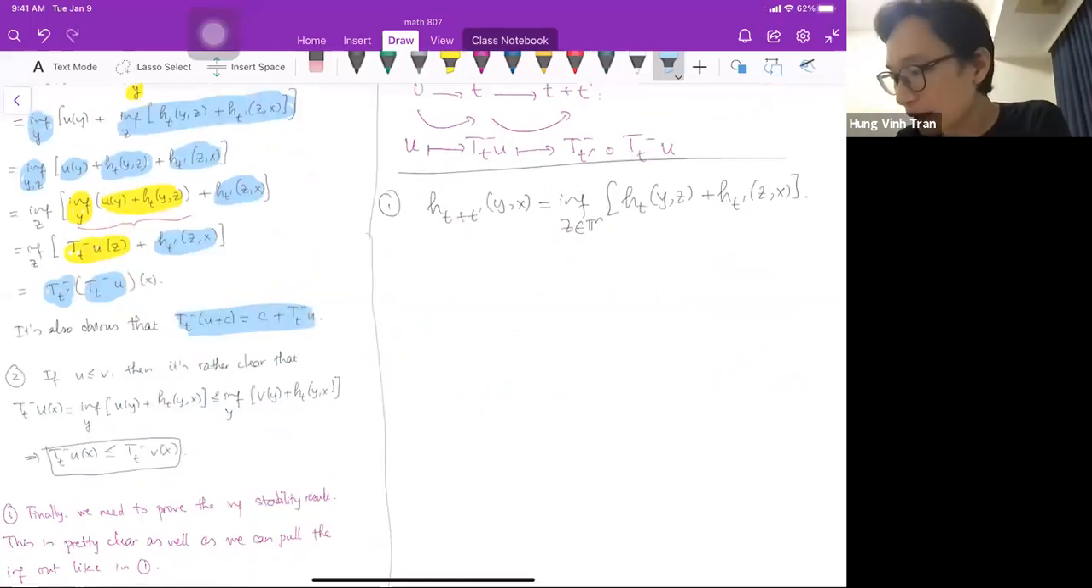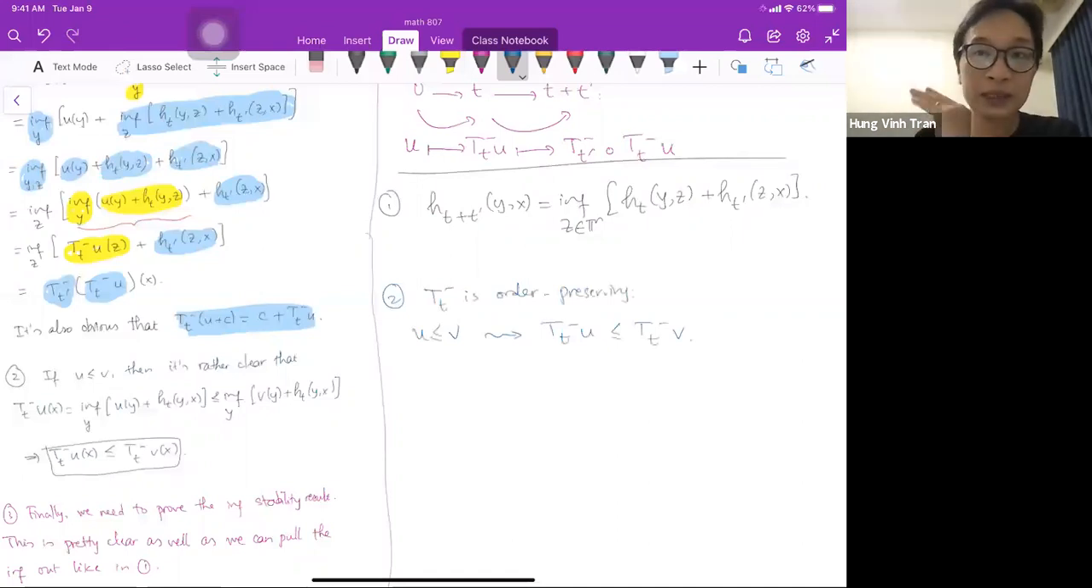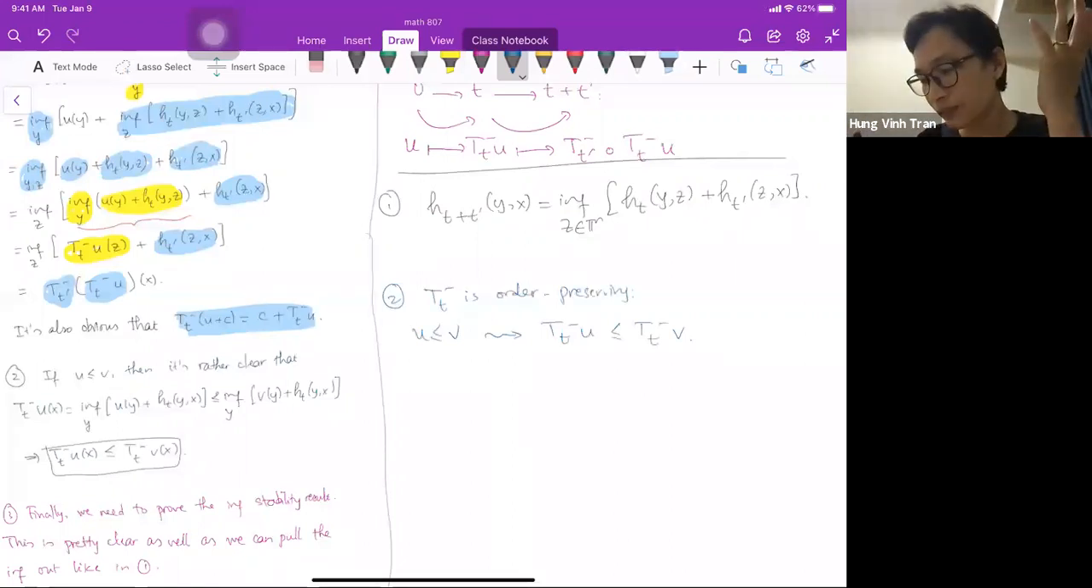The second property looks obvious, but it is actually an important property: T_t^- is order preserving. What I mean is that if u is less than or equal to v, then T_t^- of u is less than or equal to T_t^- of v. Again, this is a very important property of semi-group theory, or of certain PDEs or geometric objects that have the maximum principle.